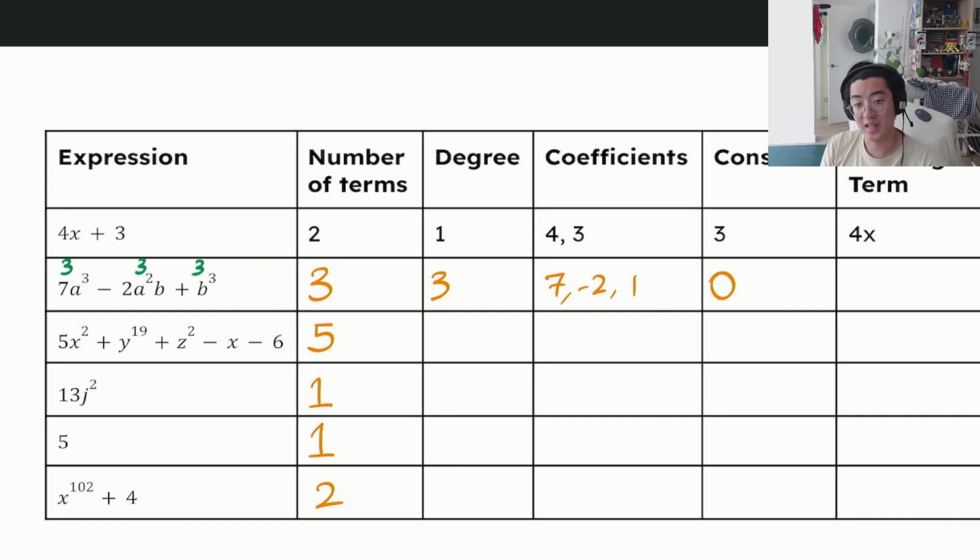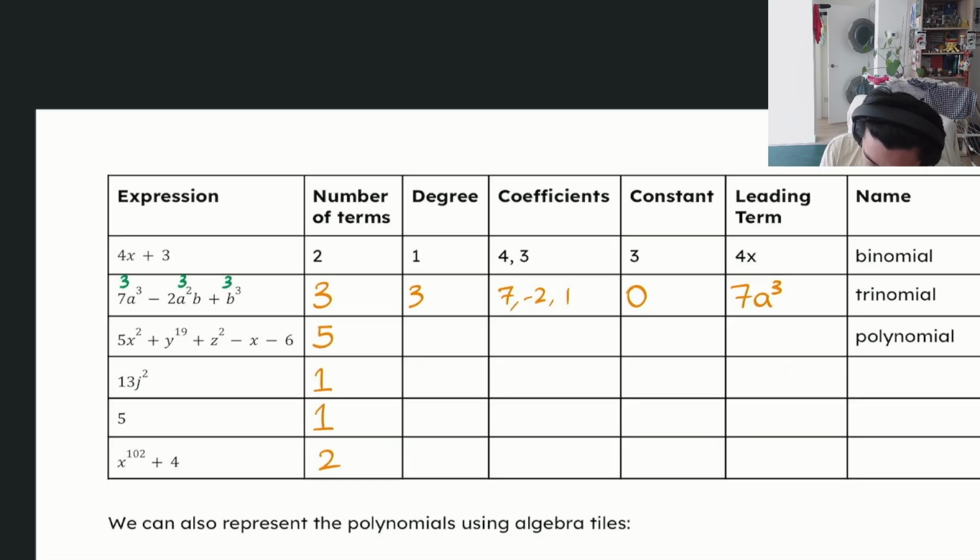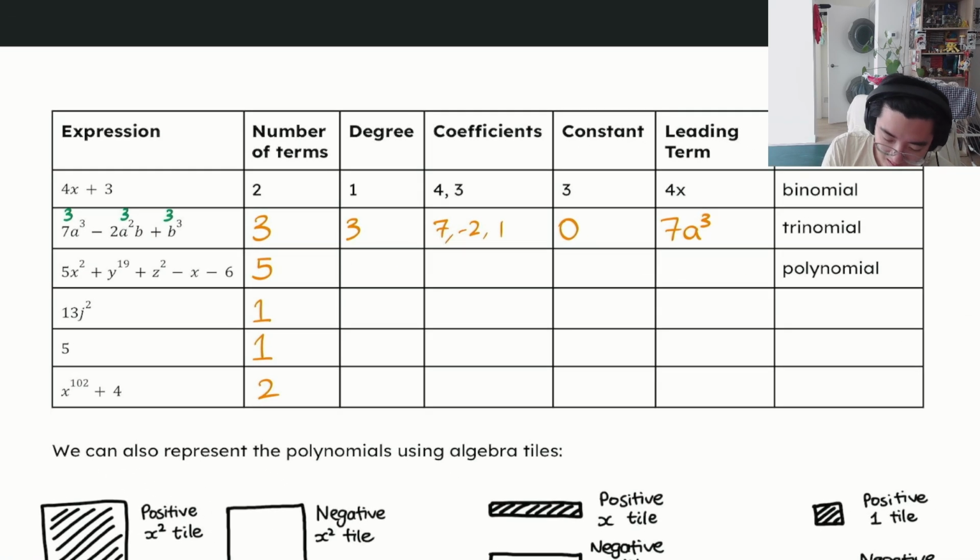The leading term is the term with the highest degree. All of them are tied, so we just take the one that's alphabetically first. You know what I mean. And as you can notice here, we give them different names. If there's 2 terms in a polynomial, we call that a binomial. 3 terms, a trinomial. If it's more than 3 terms, like 5 terms here, then we call that a polynomial. But realistically, to be completely honest, I don't think this comes up again after grade 9, so this is just good to know for now.